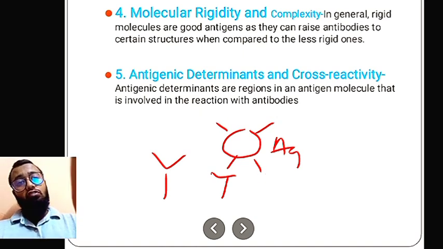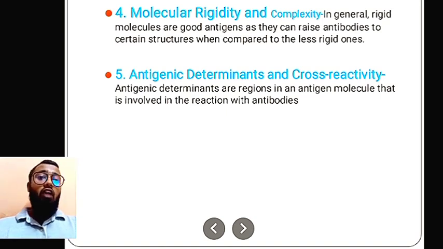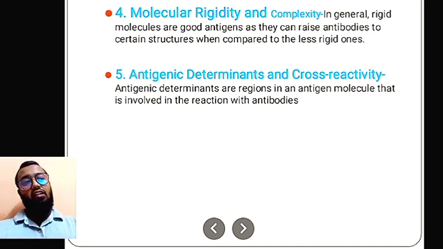But the cross reactivity also plays a good role in the property of antigens, because the cross reactivity of an antigen is also an essential factor, where antibodies induced by a different antigen can interact with another antigen. So remember, cross reactivity also plays an important role in the antigenic property.